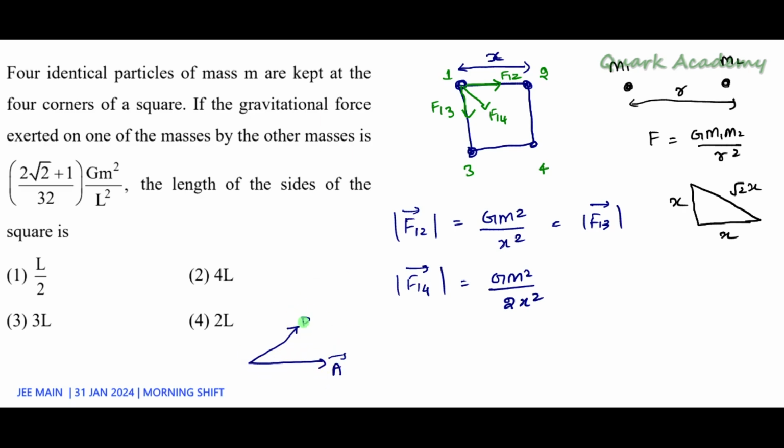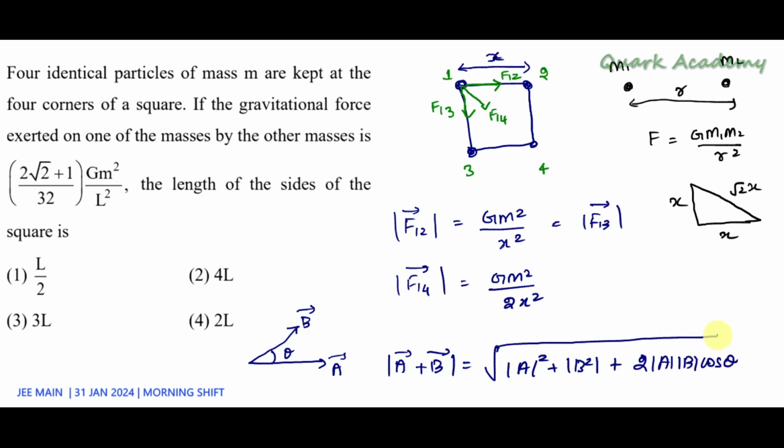If this is A vector, if this is B vector, and they are making angle theta, then the magnitude of A vector plus B vector can be written as magnitude of A vector squared plus magnitude of B vector squared plus twice the magnitude of A times the magnitude of B cos theta. This is a basic thing in vector addition.